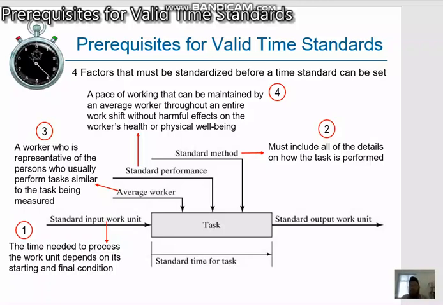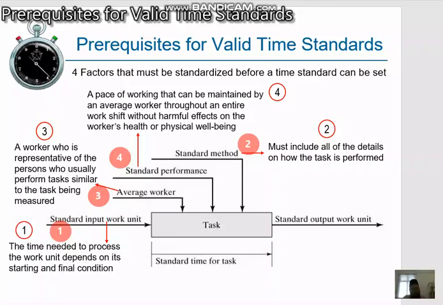So there are four prerequisites for a valid time standard. First, the standard input work unit. Second, the standard method. The third prerequisite is average worker. And the fourth prerequisite is standard performance. So all these four prerequisites will be discussed in detail afterwards.